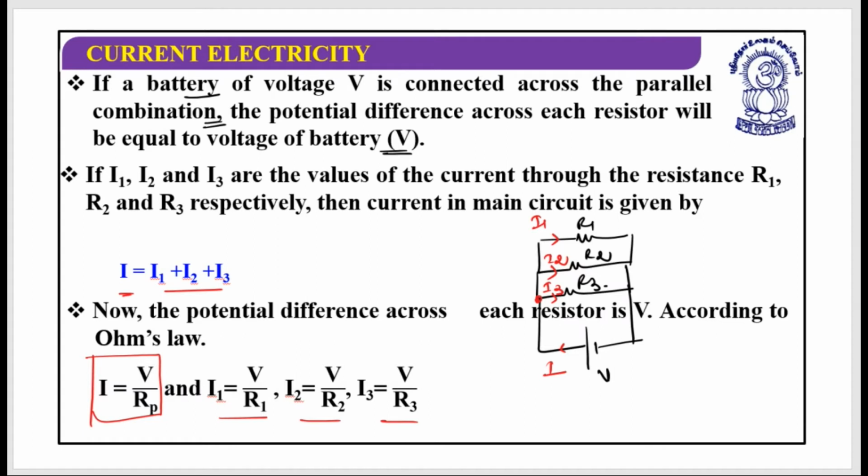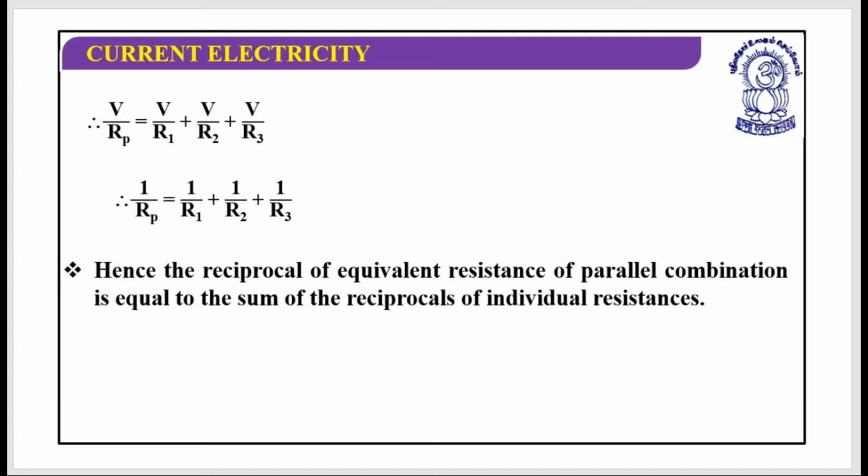Now let's replace the values of I1, I2 and I3. So I can be written as V by Rp, with I1 as V by R1, I2 as V by R2 and I3 as V by R3. So the voltage cancels, and whatever remains is 1 by Rp is equal to 1 by R1 plus 1 by R2 plus 1 by R3.